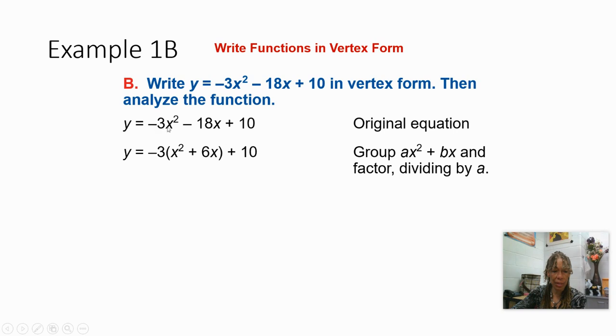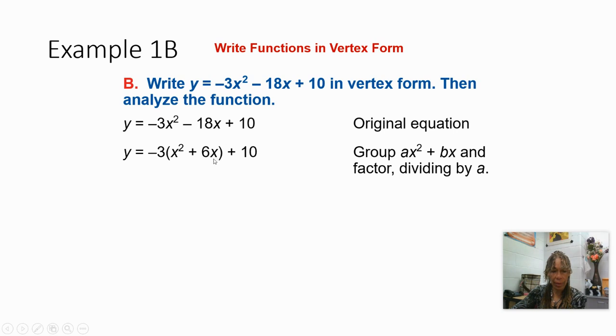So I can factor a negative 3 out of the a term and out of the b term, and I'll have this. Now, I'm going to complete the square with the x squared plus 6x, which means I'm going to use half of 6, which is 3. I'm going to square it, so 3 squared is 9. So I'm going to add 9 here, but I'm not really adding 9 because I'm multiplying it by negative 3. So I'm really adding negative 27.